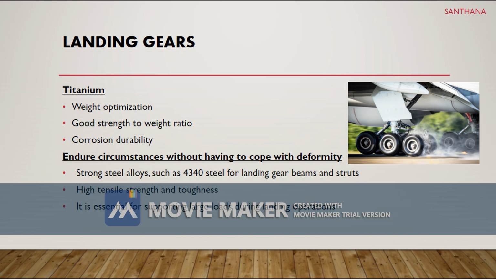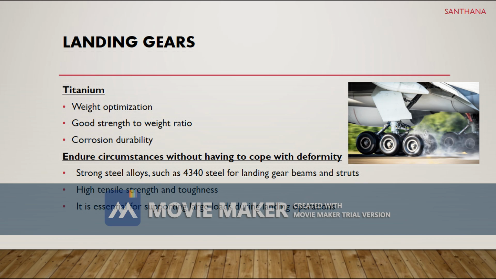Now, let's talk about one of the most crucial parts of an aircraft, which is the landing gear. This component supports the entire weight of the aircraft during takeoff, landing, and taxiing, so it needs to be extremely strong and durable. Titanium is one of the key materials used in landing gears. It helps with weight optimization, meaning it keeps the landing gear strong without making it too heavy. It has an excellent strength to weight ratio, making it both tough and lightweight at the same time.